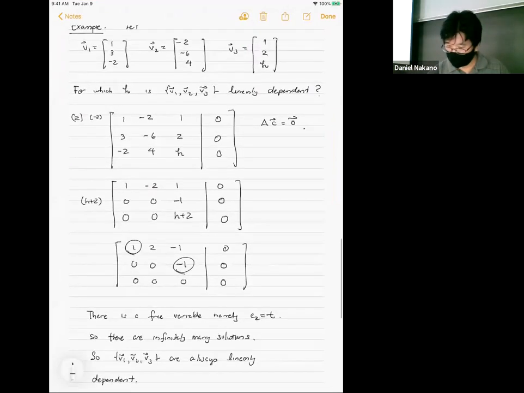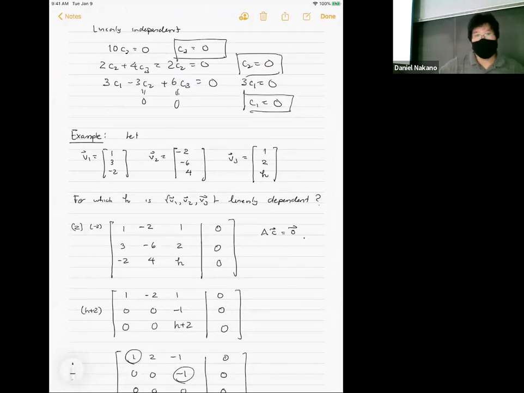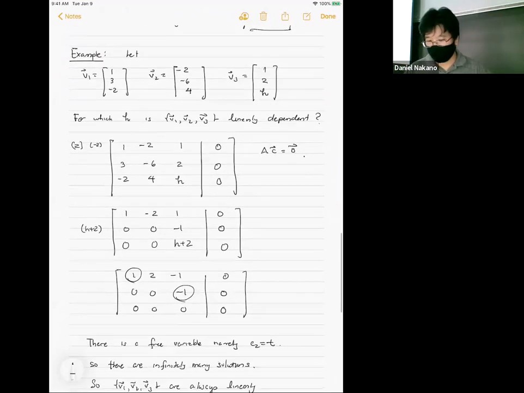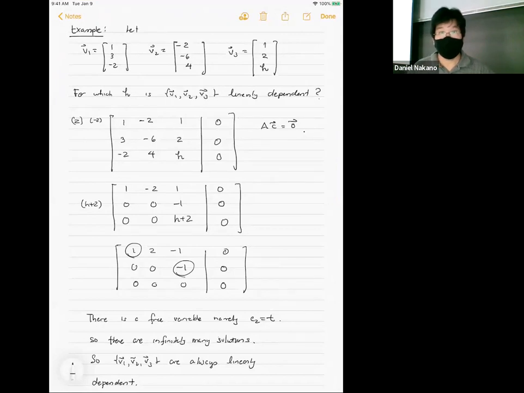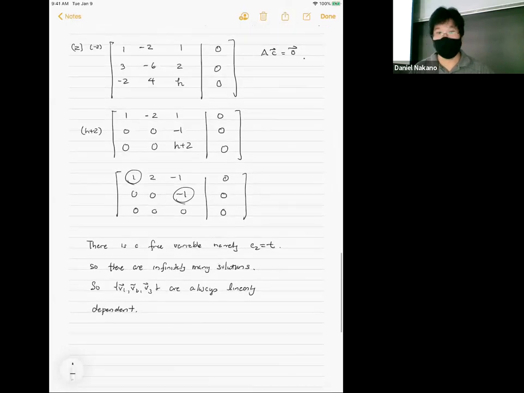So again, let me recap. We took three vectors over here. We want to know when they're linearly dependent, so for which H they are. We use Gaussian elimination to figure this out by looking at the homogeneous system. We saw that there was a free variable, so there are infinitely many solutions. So the vectors are always linearly dependent, and it doesn't depend on what H is. Okay.